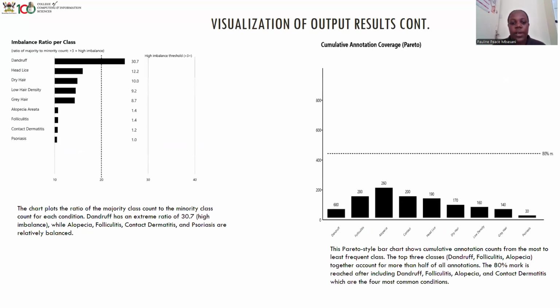Then the imbalance is further quantified in these graphs. This chart plots the imbalance ratio, which is the majority to minority count. So dandruff has an extreme ratio of 30.7. The Pareto chart shows cumulative annotation counts. The top three classes account for over half of all annotations, and the 80% mark is reached after the four most common conditions, which are explained in the paragraph below the illustration.